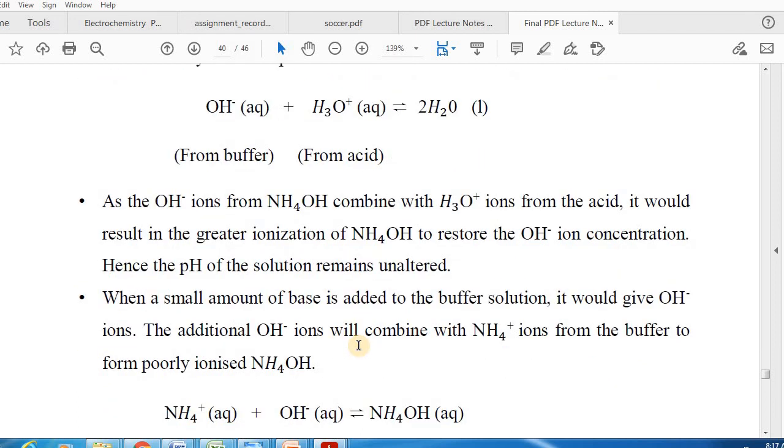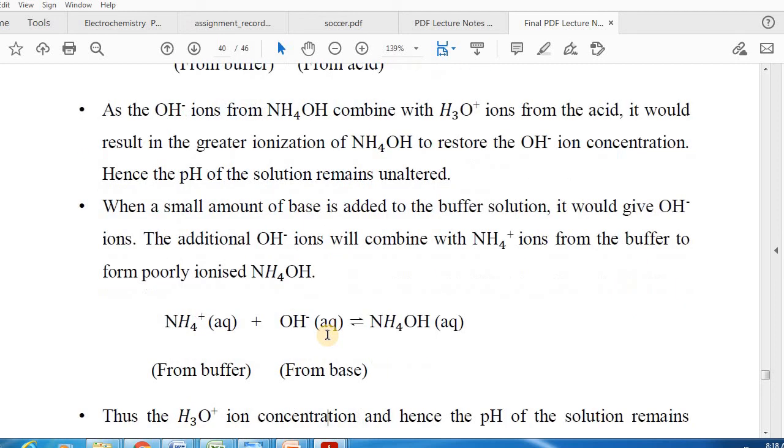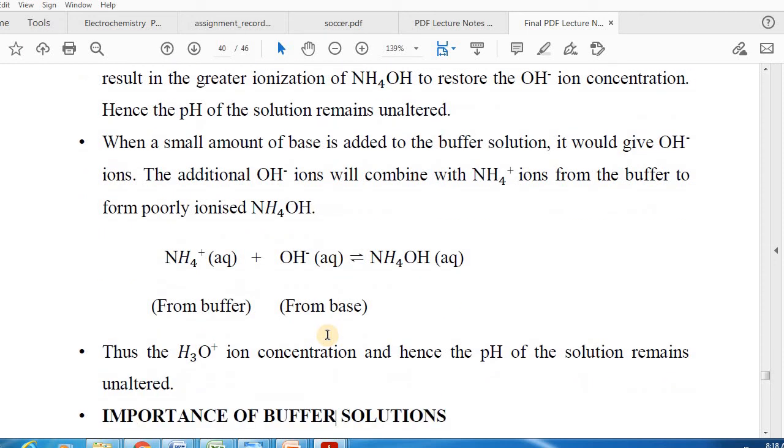When a small amount of base is added to the buffer solution, it will give OH negative ions, and the additional OH negative ions will combine with ammonium ion from the buffer to give weakly dissociated ammonium hydroxide. Thus the H3O plus ion concentration and hence the pH of the solution remains unchanged. In each and every case, the pH of the solution remains unchanged.